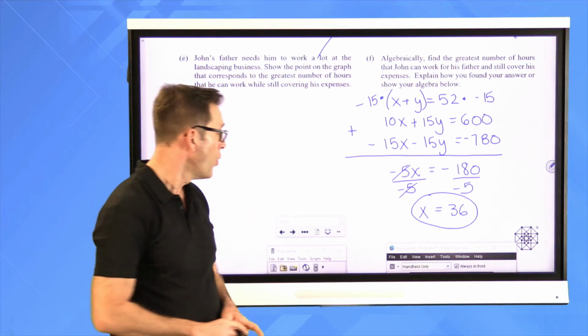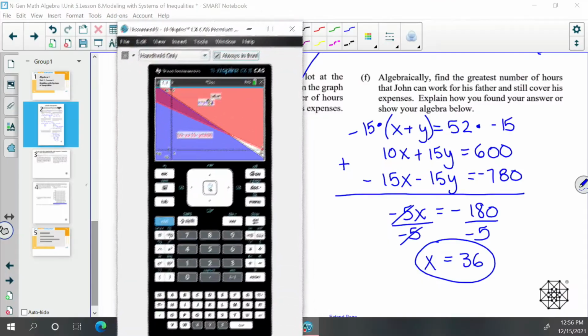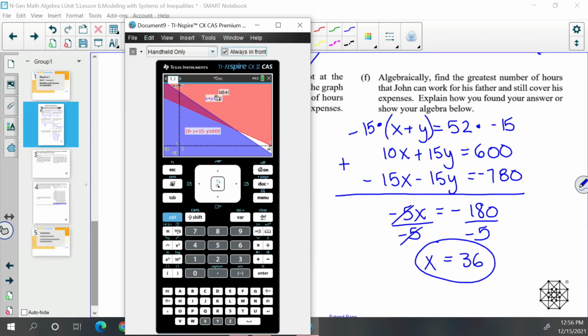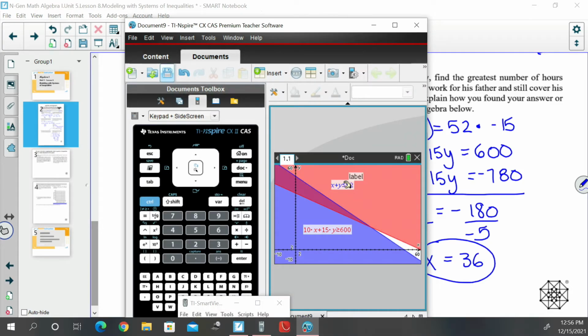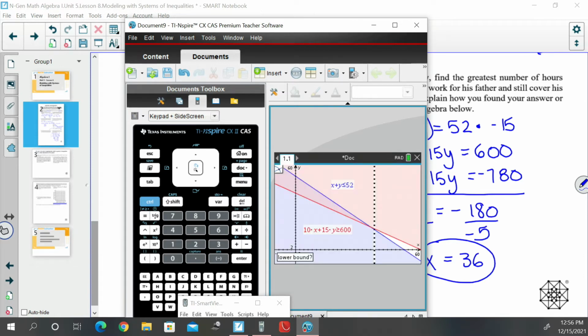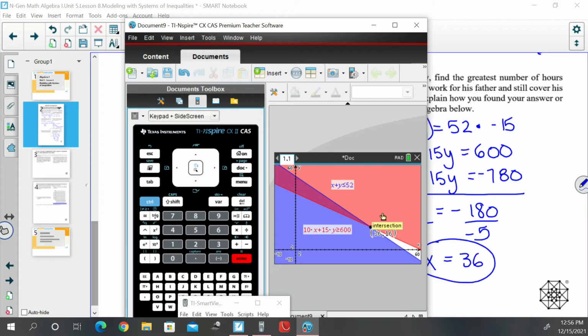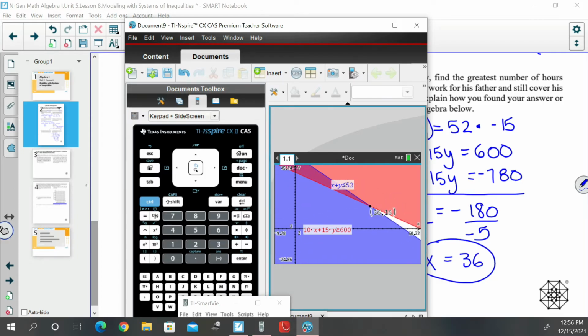Again, one of the cool things about the TI calculator is it will actually find that point for me. I'm going to go back to this two-screen setup. I can still use the intersect command. If I go to Analyze Graph, Intersection, I can find the intersection point of those two lines. Notice that the point is at 36, 16.